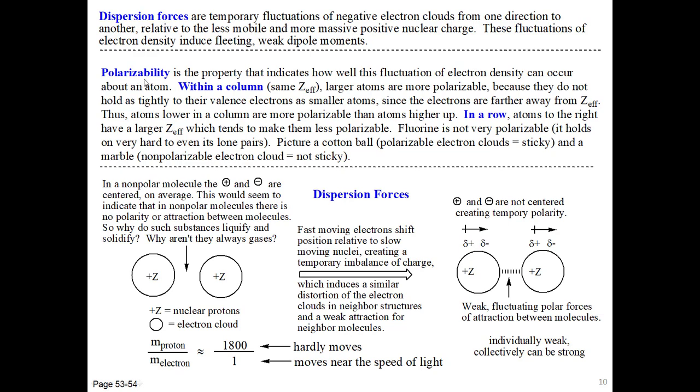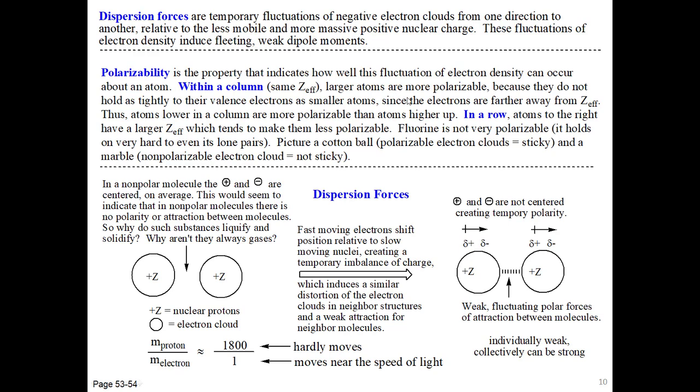Now, polarizability is how easy it is to make those electrons fluctuate their electron density around the atom. And so if we go down a column, it's going to turn out that the larger atoms are more polarizable because they're bigger. And if you go in a column, all the Z effectives are the same. Say we're at the halogens. They're all plus 7. But as you go from fluorine to chlorine, we're out a whole extra layer, so the electrons on the outside are held less tightly.